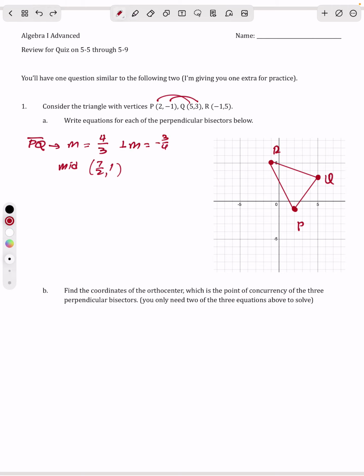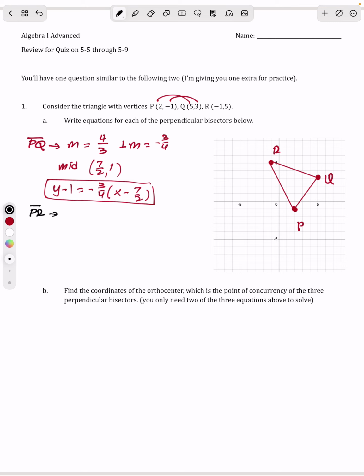All right, so therefore my equation is going to be y minus 1 equals -3/4 times x minus 7/2. That's my perpendicular bisector for PQ. We need to do one also for, let's do PR. There's going to be 3 of these.